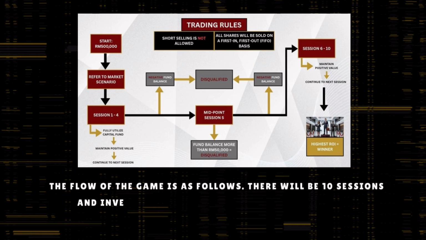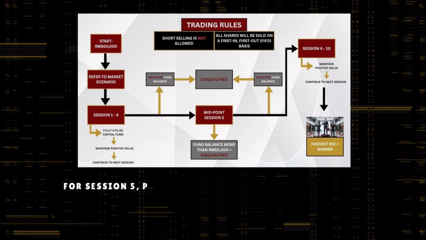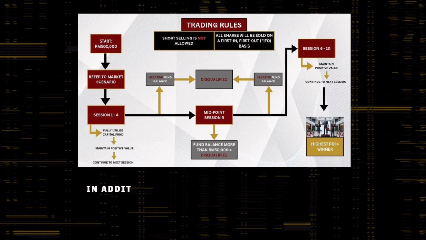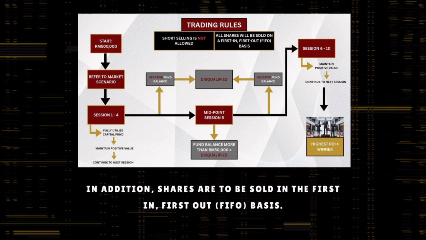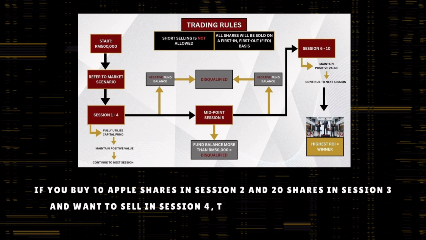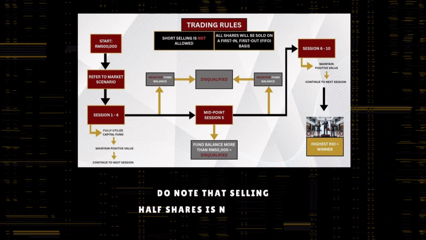There will be 10 sessions, and investors will keep buying and selling shares until the last session. For Session 5, players are required to maintain a fund balance not more than 50,000 ringgit. Failure to do so will result in disqualification. In addition, shares are to be sold on a first in, first out, FIFO basis. If you buy 10 Apple shares in Session 2 and 20 shares in Session 3 and want to sell in Session 4, the number of shares bought in Session 2 must be sold first, that is 10 shares. Do note that selling half shares is not allowed.